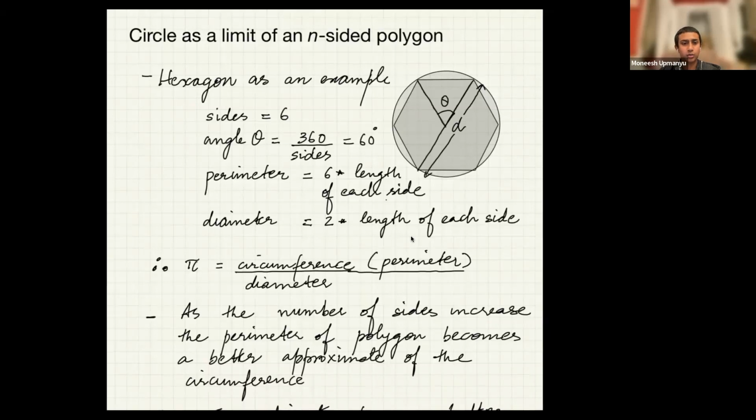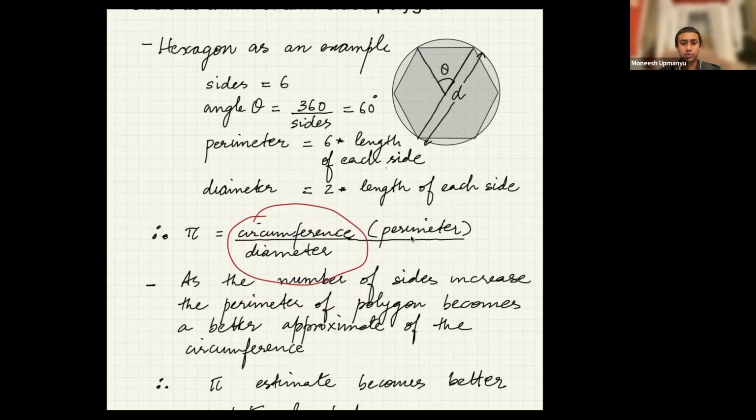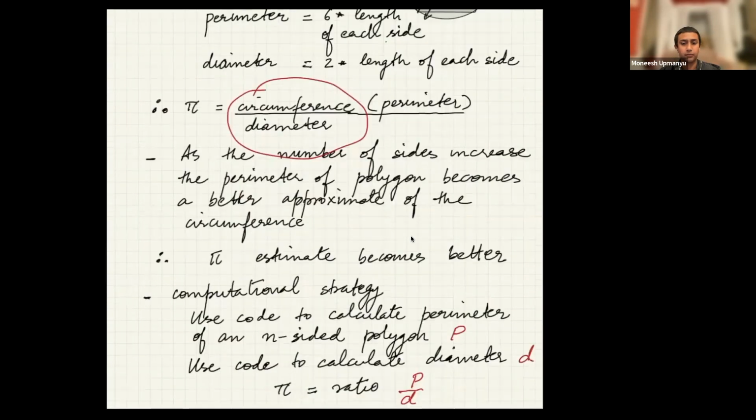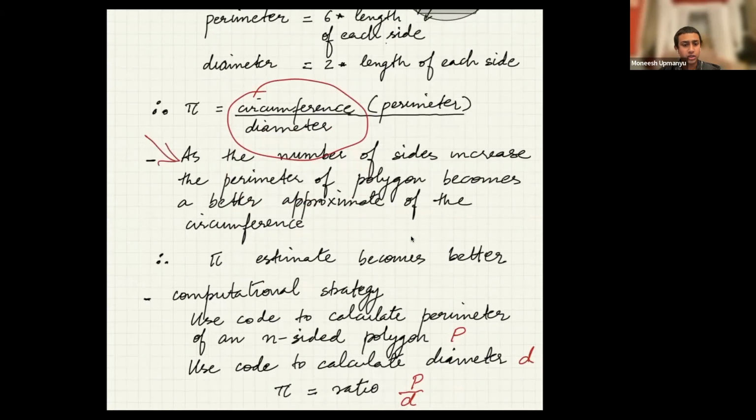So now moving on to the next one. We're going to be using a hexagon in this example, but the whole idea is that we have a polygon with a number of sides, and we get the angle. Now, we just use the regular formula, circumference divided by diameter, to get pi. For the polygon, it's just perimeter upon diameter. As the number of sides increases, the perimeter of the polygon becomes a better approximation of the circumference. So that means pi is the ratio p upon d.